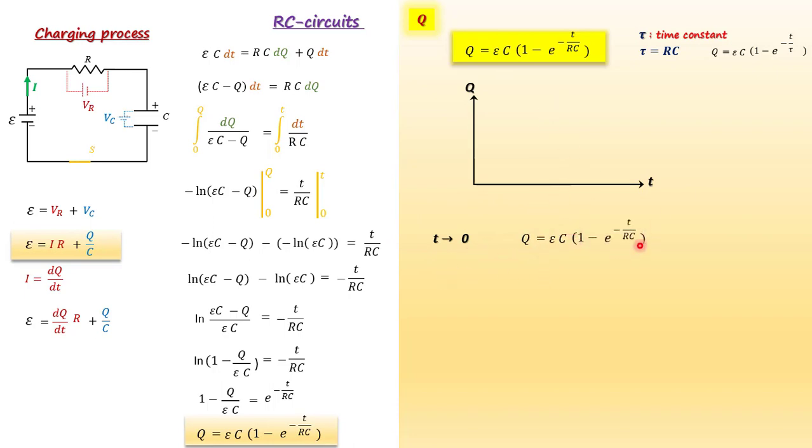So when you put t equal to 0 here, this part becomes 1. So 1 minus 1 is 0, so Q is 0. So there's no charge initially. This is what we expect, right?